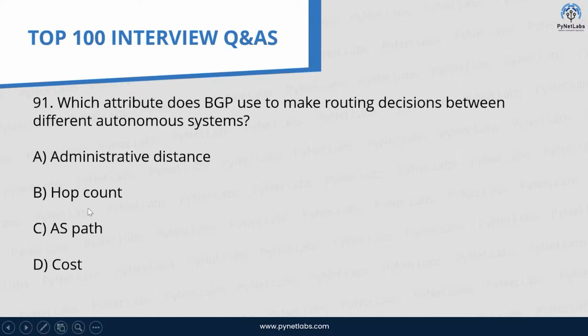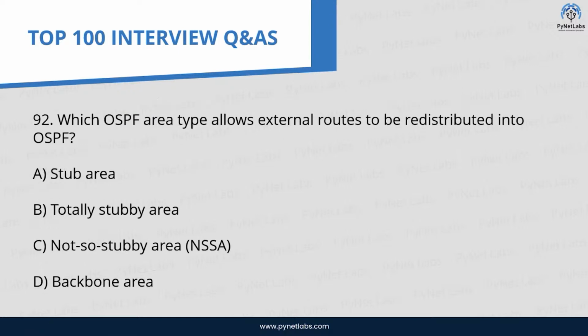Now going to question number 92: which OSPF area type allows external routes to be redistributed in OSPF? There are some options available here: stub area, totally stubby, not so stubby, backbone area. We know that backbone is not really going to be the answer because that's going to be area 0, right?